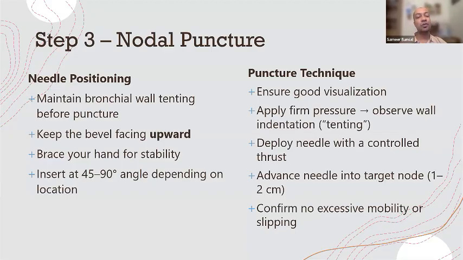Keep your hand steady for proper stability and insert at a 45 to 90-degree angle. Now, this depends on the node or the location which you are sampling. Most of the time when you're sampling the right paratracheal, it may be a 90-degree angle. When you're penetrating the subcarinal node, it may either be straight ahead, around 45 degrees, maybe around 60 degrees. So it really depends on that.